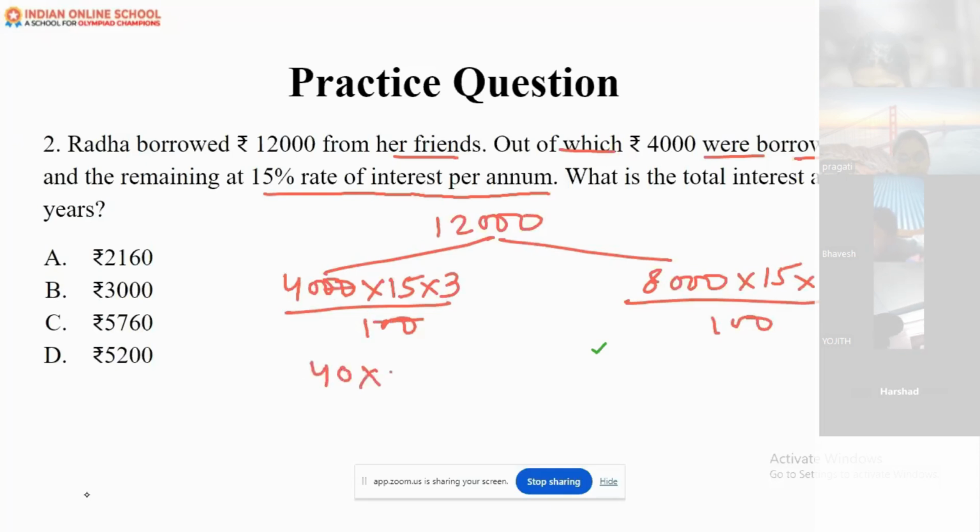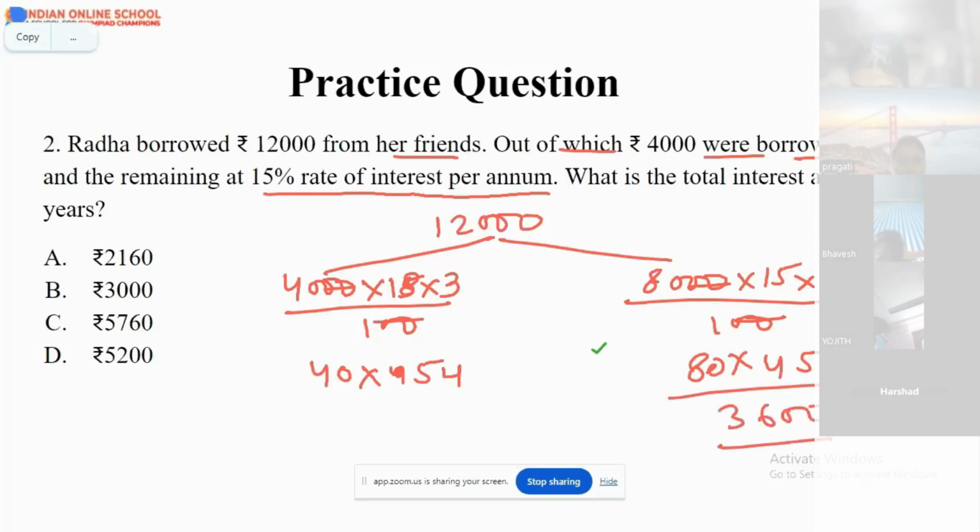40 into 45. This is 0 to 0 cancel. 80 into, so this is 18. So 18 into 3 will be 1,800. This is 45. Now calculate it. 1,800 plus 3,600. So this is 54 into 40. So calculated, this is 6.